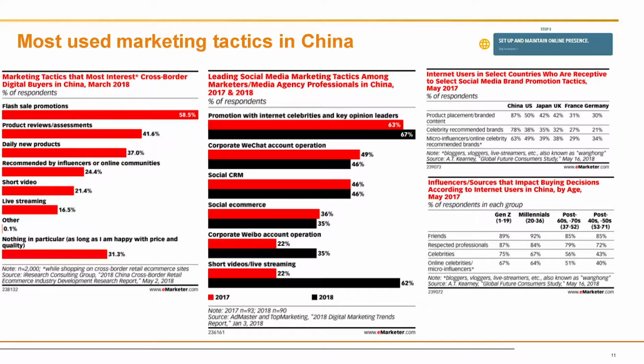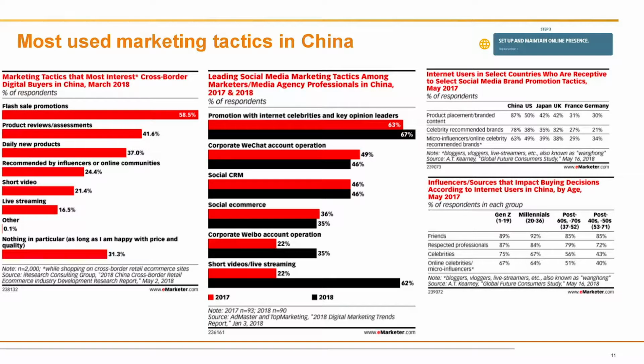But for brands that want to make themselves a premium brand, maybe that's not an option. The second one is product reviews and assessments. That means having a good product introduction and well-designed product images on the marketplaces, which I will go through a little further later on. The third most used strategy is daily new products. Chinese consumers want to see new products offered to them every day, literally every day, not every month, not every week, every day.